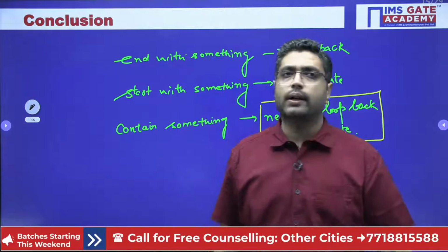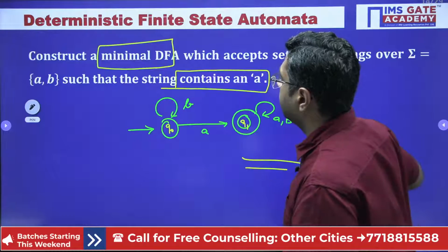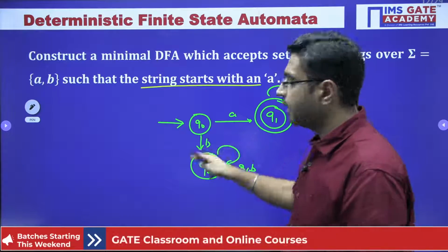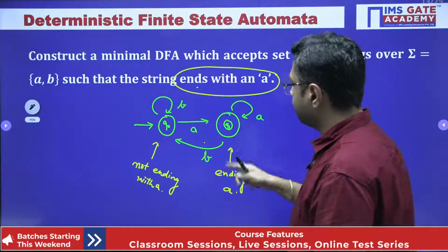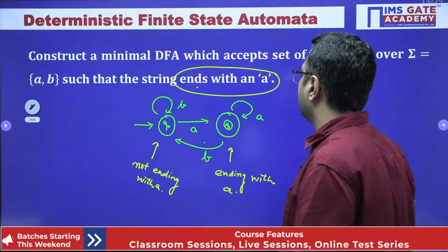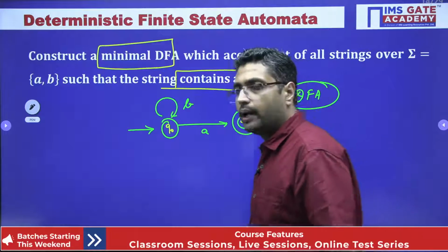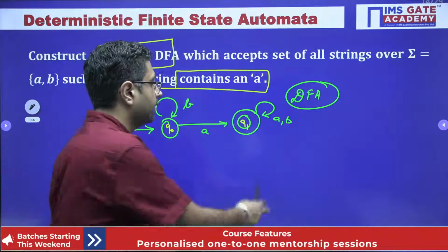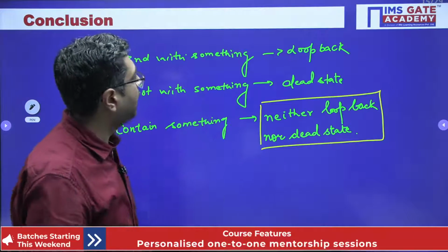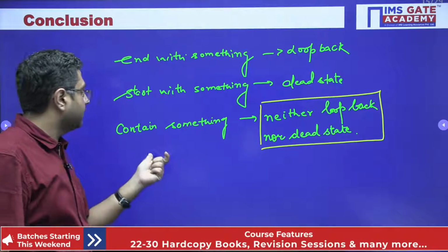If you go back and look at the examples, you see starting with A, you have a dead state or the trap state. Ending with A, you have a loop back. And then containing A, you have neither a loop back nor a dead state, right? So this is what we can conclude about ending, starting and containing, right?